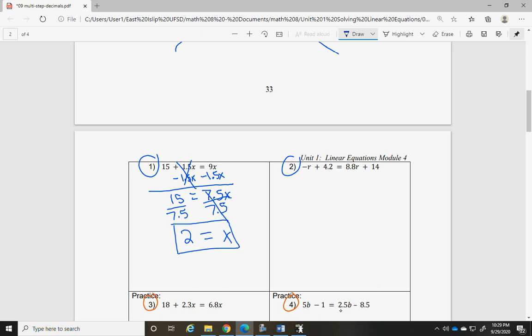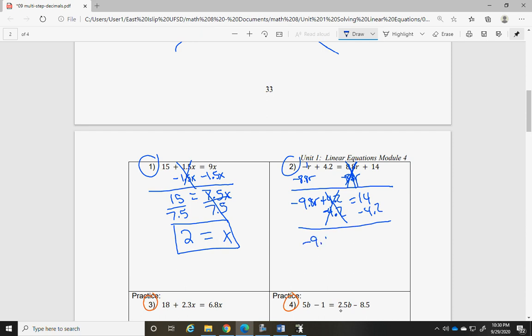Number 2, I'm going to subtract 8.8r from both sides. Now remember, this is like a negative 1, and that's a negative 8.8, so it turns out to be negative 9.8r. So since I just crossed off the r's from the right, now I want to be able to cross this off. The only way I'm allowed to, though, is if I do the opposite. So I'm going to subtract the 4.2 from each side.